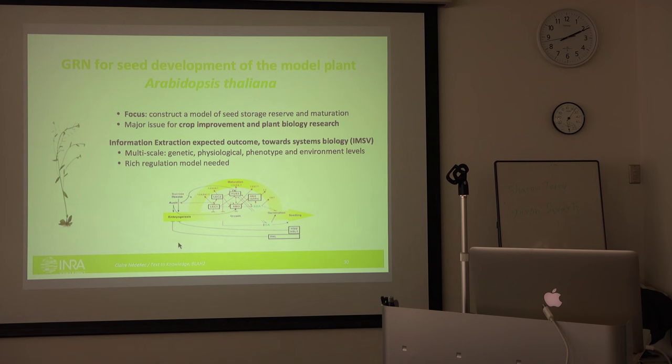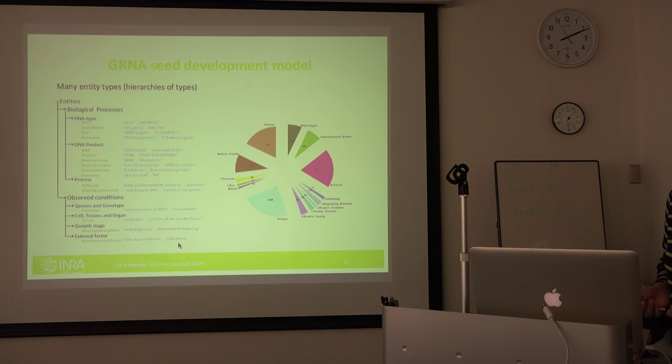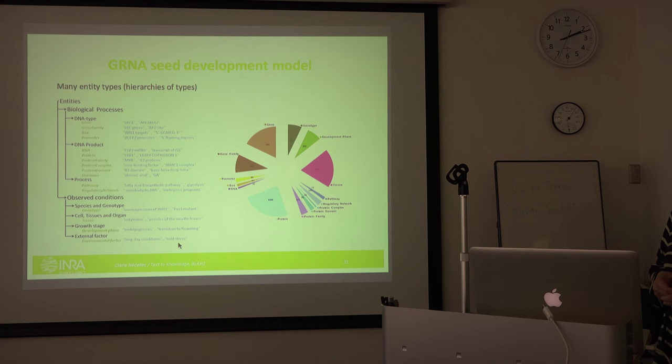This work has been done in a project called EMSV, the new institute on life science modeling. So we had to define many different entity types to capture this information: not only DNA types like the gene family, box, etc., and DNA products, which are common, protein family, complex, domain, etc., but also process, pathways, and the regulatory network, and the conditions, species and genotypes, and the cell tissues and organs, and also the growth stage. Obviously, the type of regulation depends on the stage of growth, the development stage. And we took into account, obviously, also the external factors, such as stress.